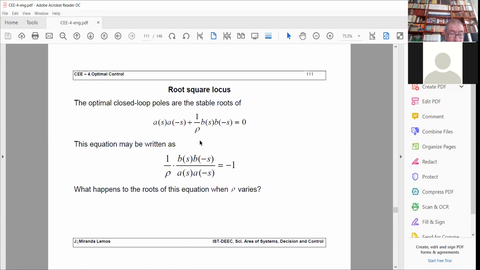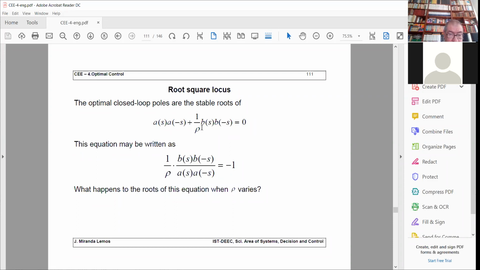Now, suppose that rho is very small. That's the other extreme case. If rho is very small, then you can multiply everything by rho, and this first term is negligible, and then you have b of s, b of minus s.